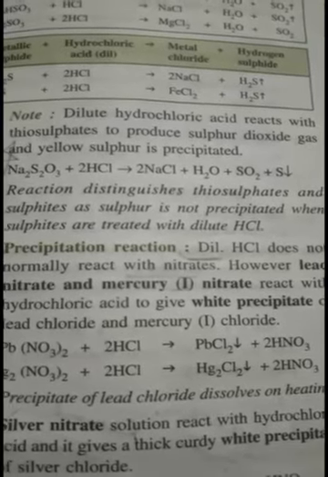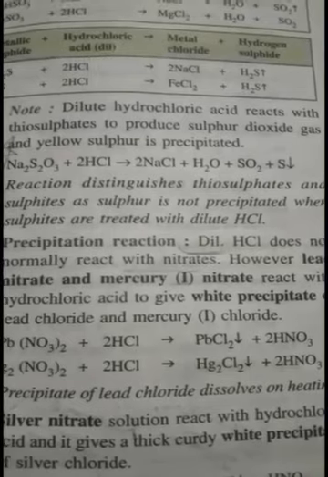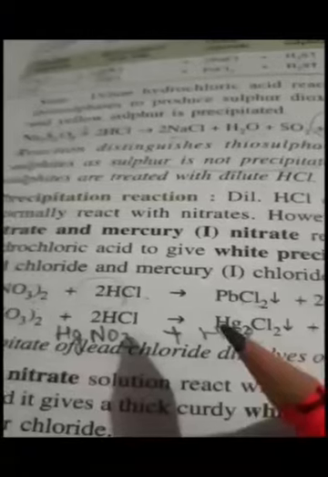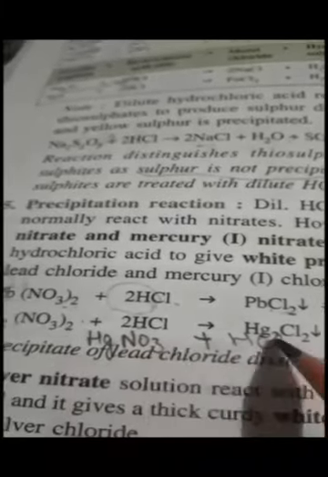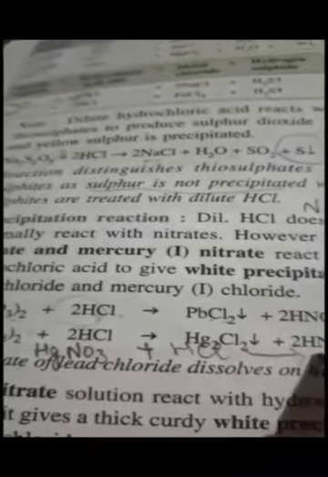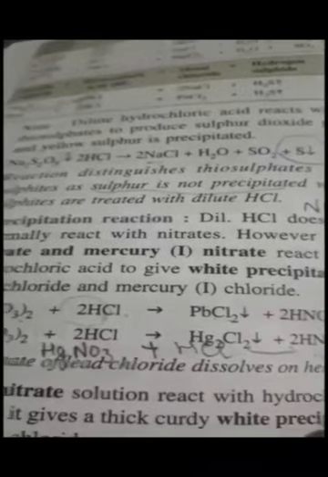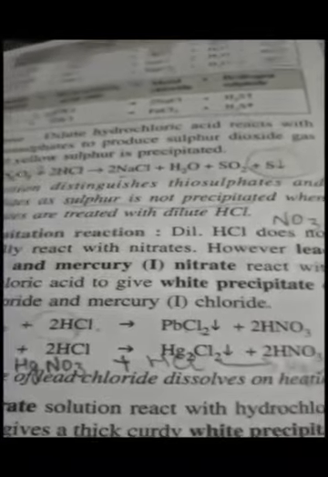Good morning, students. Today we are going to discuss the reaction of mercury nitrate with HCl. Mercury nitrate reacts with HCl. It gives mercury chloride plus nitric acid.